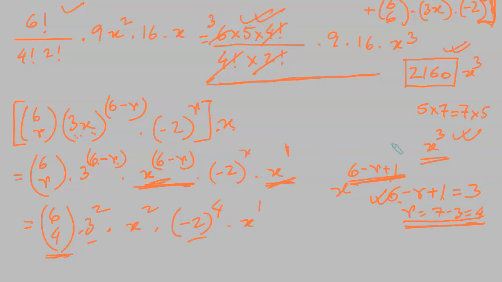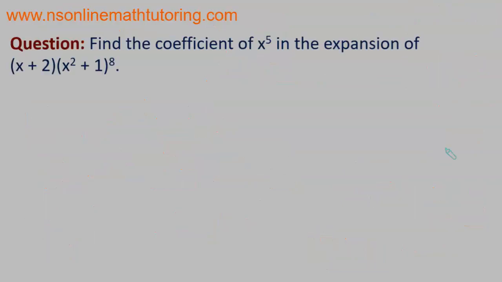Okay, so 2160 is the coefficient of the term containing x to the power of 3. This is our answer for question number 1, the first question of this session. Let us move on to the next question.